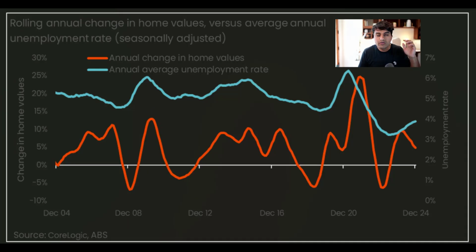Well, here's a very important chart with the data predominantly from the Australian Bureau of Statistics. Rolling annual change in home values versus annual average unemployment rate. This is really interesting. I think it might shock a lot of people. In the blue, you have the unemployment rate, and in the orange, you have home values. So when the unemployment rate generally increases, you'd expect the orange line, home values, to drop. But they don't. So there's not a direct relationship.